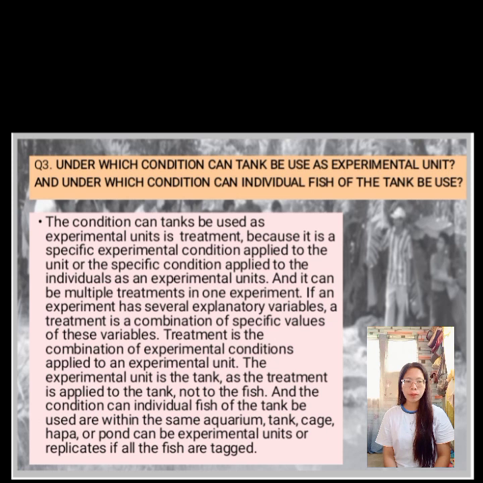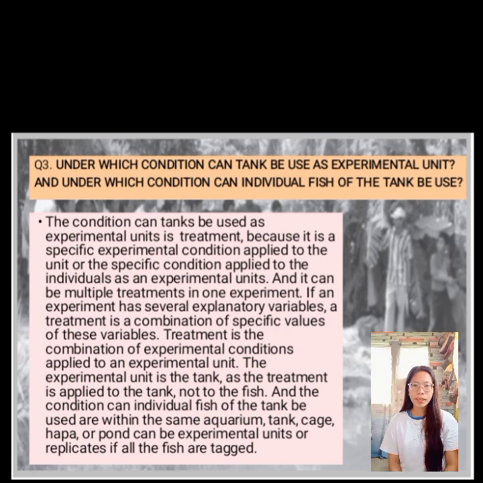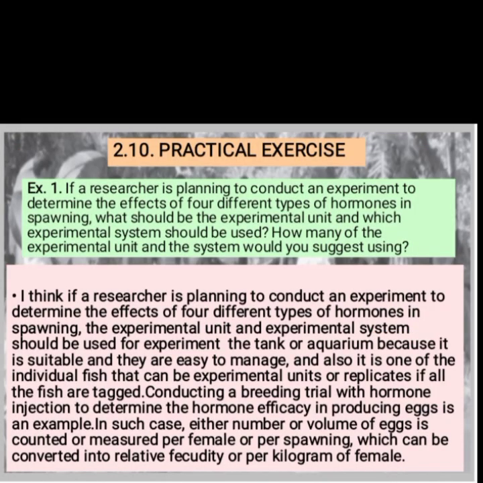And there can be multiple treatments in one experiment. If an experiment has several explanatory variables, a treatment is a combination or experimental condition applied to an experimental unit. The experimental unit is the tank, at the treatment is applied to the tank, not to the fish. Individual fish within the same aquarium, tank, cage, hapa, or pond can be experimental units or replicates if all the fish are tagged.